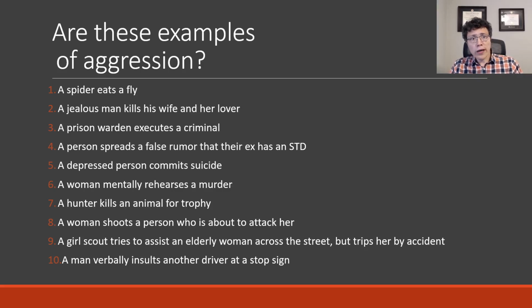And if you'd like to play along at home, I've got 10 examples of possible aggression here. And figure out which of these you think are aggressive. Go ahead and take a moment to pause. Turns out that all of these are aggressive except for 2. The only 2 that I would argue are not aggressive are a woman mentally rehearsing a murder and a Girl Scout who tries to assist an elderly woman across the street but accidentally trips her.